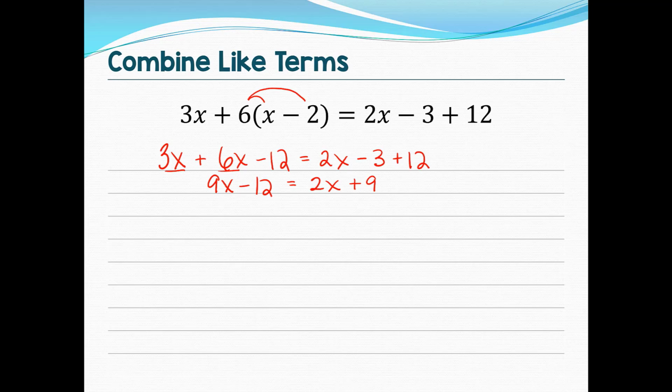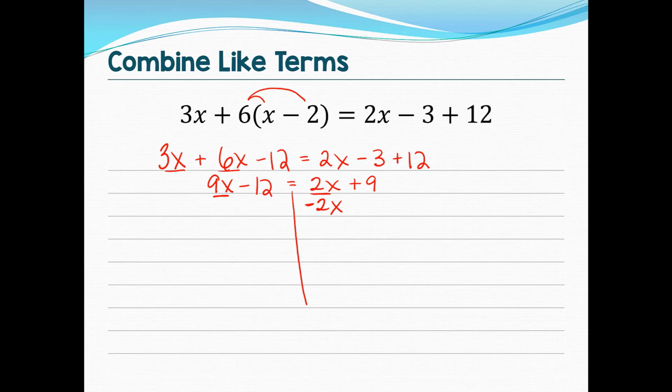Okay, now I've combined like terms, and now I can start moving to get my variables on one side, my numbers on the other. I like to start by looking at my variable and saying, what's my smaller of the two coefficients? So I've got a 9x and a 2x. I want to get that 2x combined with my 9x. So the opposite of positive 2x is to subtract 2x.